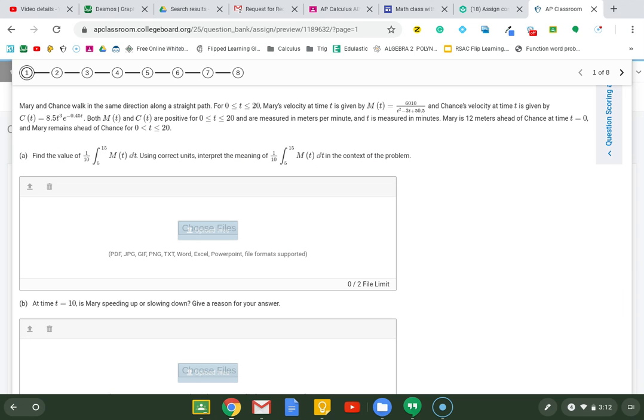Mary and Chance walk in the same direction along a straight path for time t between 0 and 20. Mary's velocity at time t is given by m of t equals that whole thing, and Chance's velocity at time t is given by this whole thing. Both m of t and c of t are positive, so they're both going positive speeds. Okay, so they're not going backwards, and are measured in meters per minute, and t is measured in minutes. Mary is 12 meters ahead of Chance at time t equals 0, and Mary remains ahead of Chance for the whole time. So Mary is always ahead.